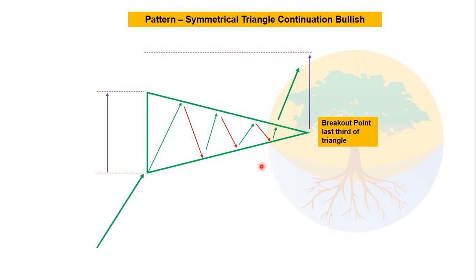So this is how the symmetrical triangle as a bullish continuation pattern would look and how you would trade it. The moment you see prices moving in this manner, you can draw lines and usually you can see where things are going and set yourself up for the time when it is going to break.